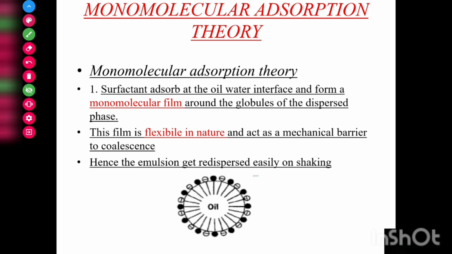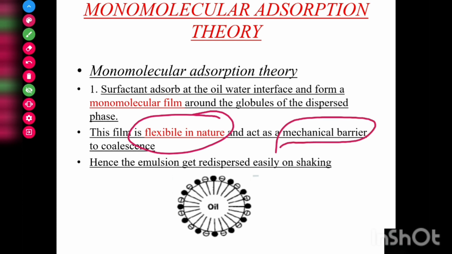Now let's discuss monomolecular adsorption theory. Surface active agents are responsible for the monomolecular film which is formed around the globules. Surfactants are adsorbed at the oil-water interface and form a monomolecular film around the globules of the dispersed phase. This film is flexible in nature and acts as a mechanical barrier to coalescence. Hence, the emulsion gets redispersed easily on shaking.